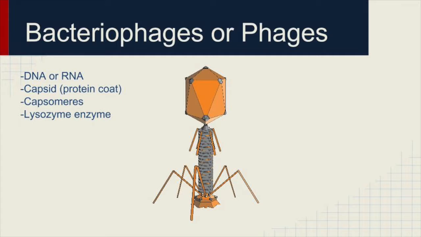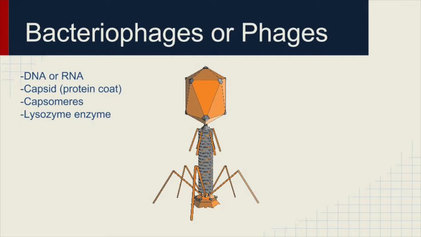Now, if you look all the way towards the bottom, you can see the base plate where all the little legs are, and that is lysozyme enzyme. And what that does is it speeds up the process in which a virus, or in this case our phage, can infect the host.